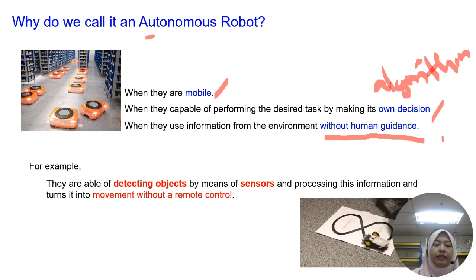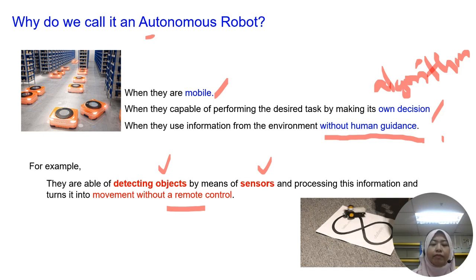For example, in this case, the robot is able to detect object by the means of sensors, menggunakan sensors, and then process the information that is obtained from the sensor, and then turns it into movement without the usage of any remote control. So meaning that dia buat dia punya sendiri decision making, dia gerak based on dia punya own decision making. For example, macam this autonomous line follower, they just follow the line without the guidance from human.